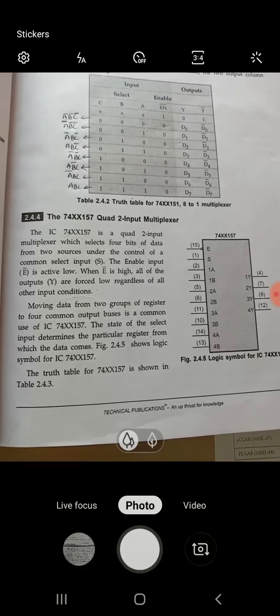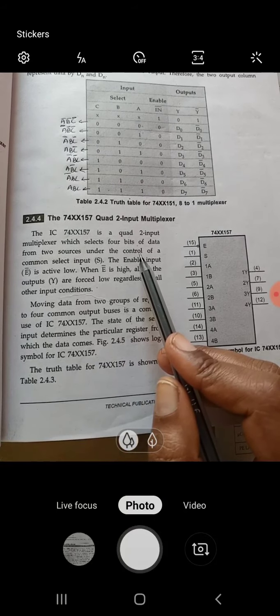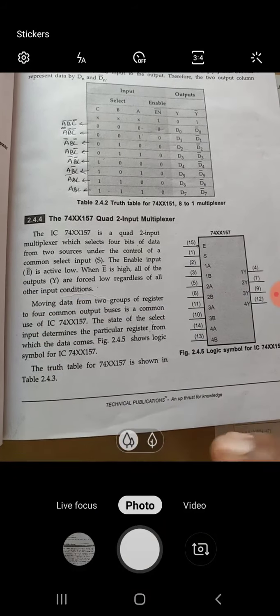So this is the next configuration. Quad input multiplexer. Quad means what? 4 input multiplexer.